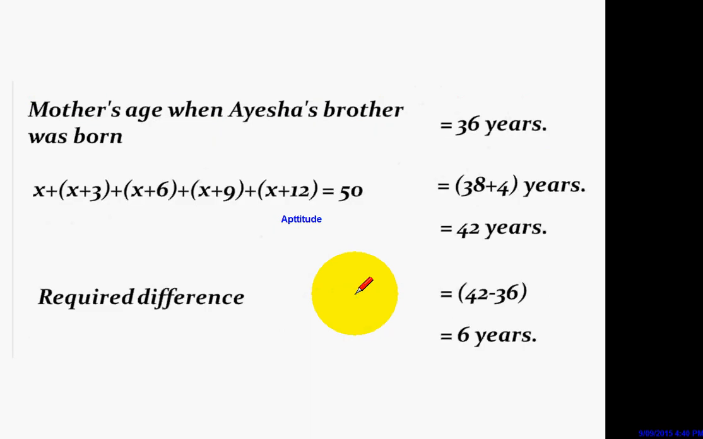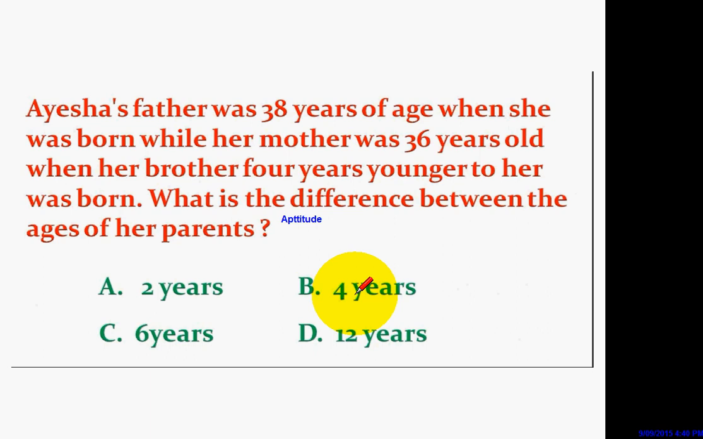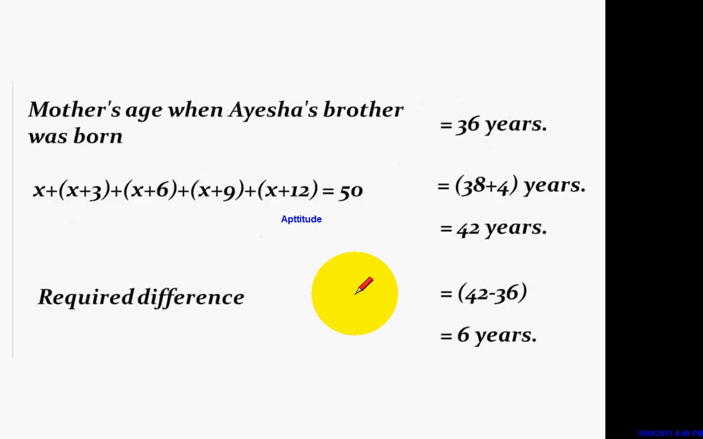Okay. When her brother was born, they have given some equations here. I don't need all these things. So after 4 years, I have added 4 because when Aisha was born, we know her father's age, right? Aisha's father was 38 years when she was born. Okay, what about her mother's age?